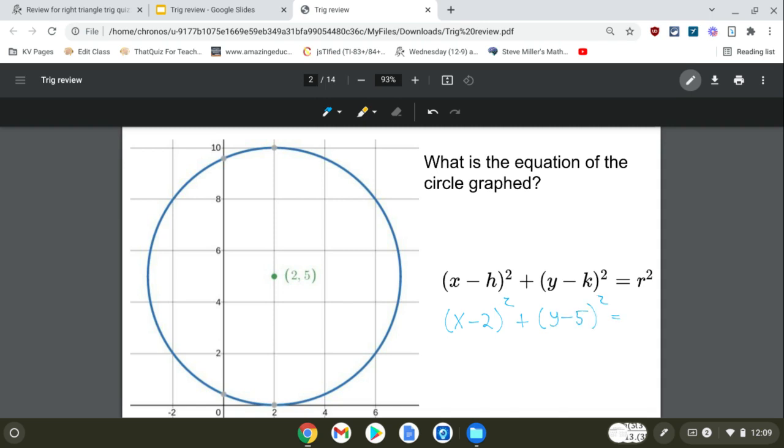For our radius, we need to figure out the distance from the center to this outside edge. It's going to be easier to count up this time. So I'm going from 5 units here all the way up to 10 units. That means my radius is going to be a 5. It's going to be 5 squared, which is 25.